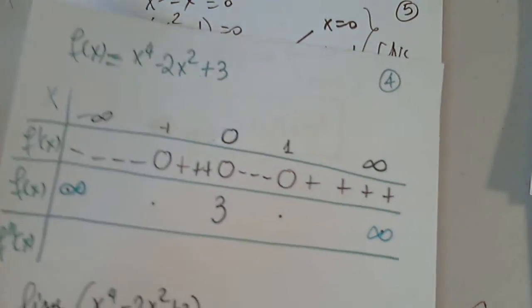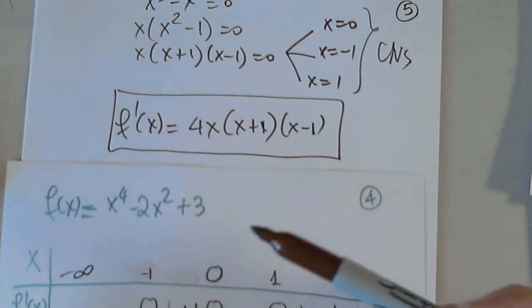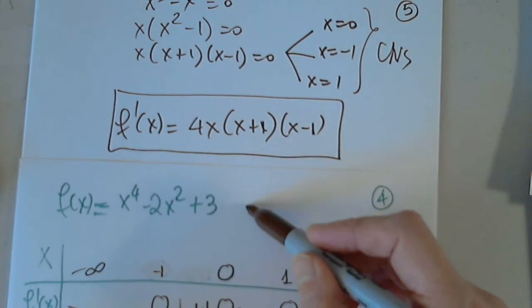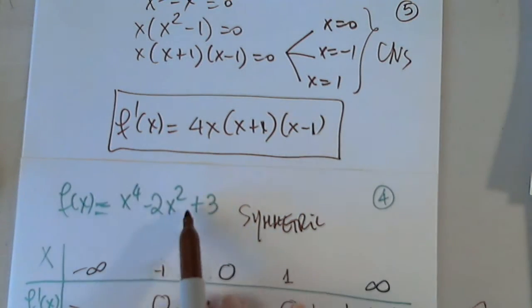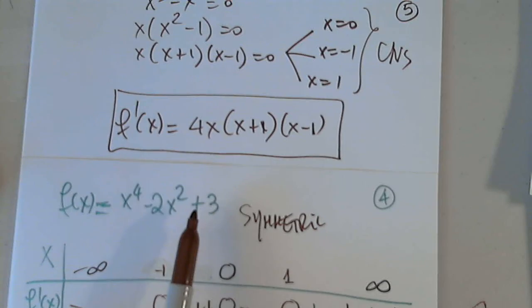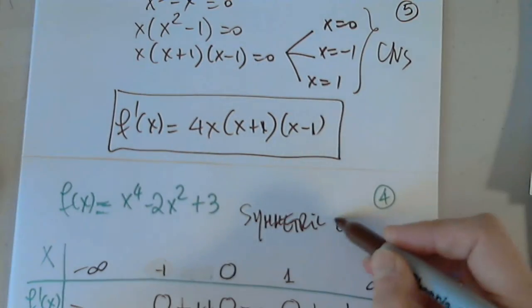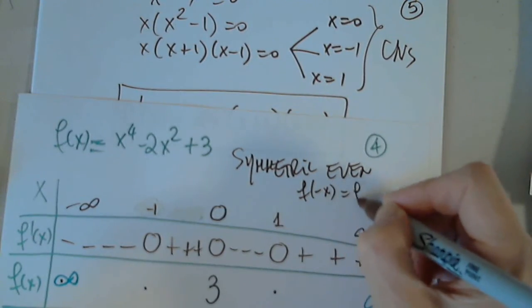So I go back to the function. Where is my function? Right here. And I plug in 1 or -1. I know that this is symmetric. How do I know? See, x squared and x to the 4th, if I replace x by -x, it will not make any difference. So it's an even function because f of -x equals f of x.